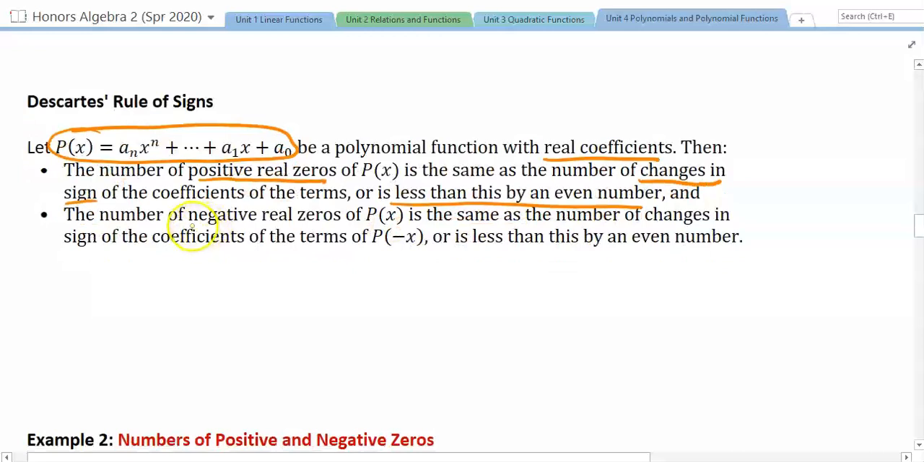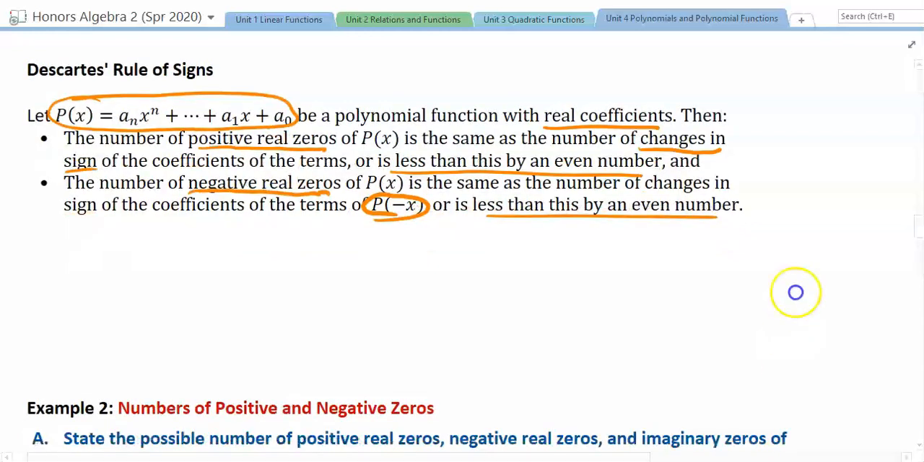And then the number of negative real zeros is the same as the number of changes in the signs of p of negative x. Now, what does that mean? That means I plug in negative x for all the x's that I see. Or it could be less than that by an even number as well. So, again, we could talk through this property, but the easiest thing is just to look at a problem and see what it actually means.